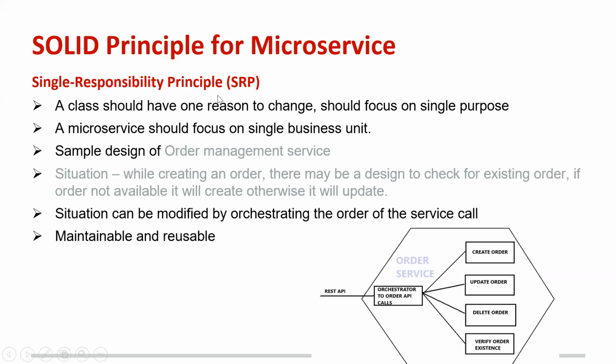It says that whenever you are designing a software class or module, it should focus on a single, specific purpose. For example, if you are designing a class for an employee, all the elements inside the employee class should be related to the employee, and there shouldn't be any other property or functionality which is not related to the employee. The same principle can be applied when you are designing a microservice. It should focus on a specific functionality.